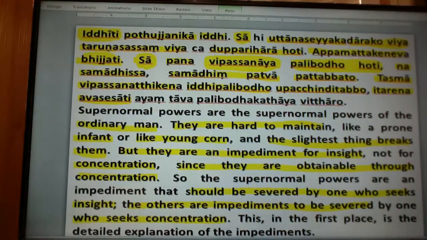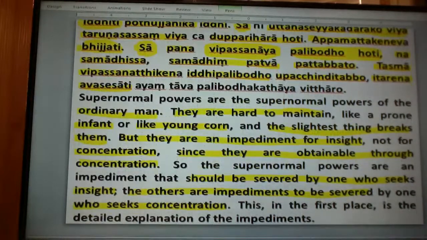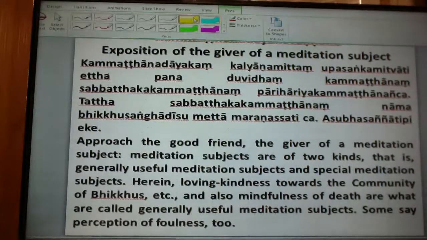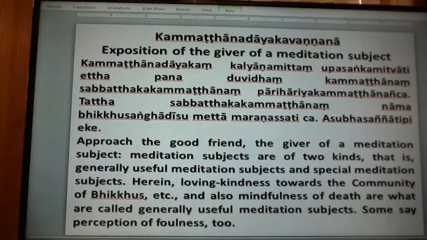The next one is connected with concentration, power concentration. So we already know the various kinds of power concentration and the disturbance of the power concentration we already learned. So what do we need to do, what do we need to know about the concentration? That's what is mentioned here.